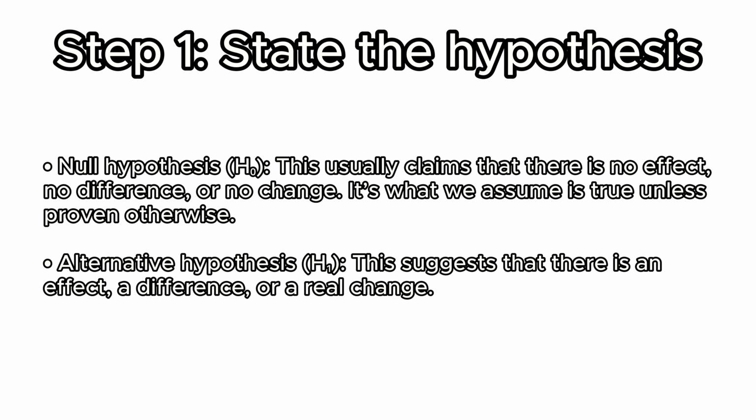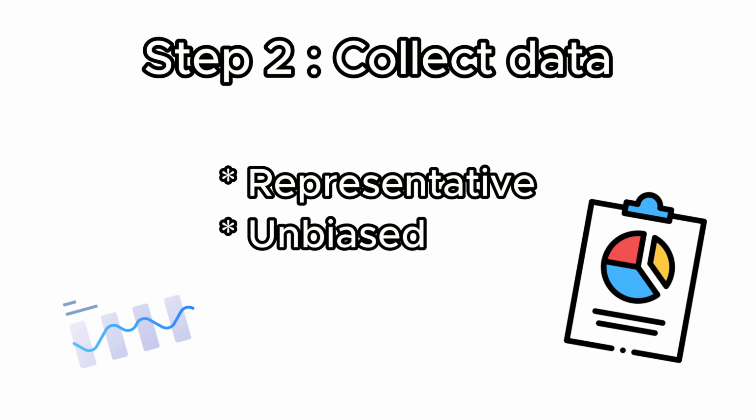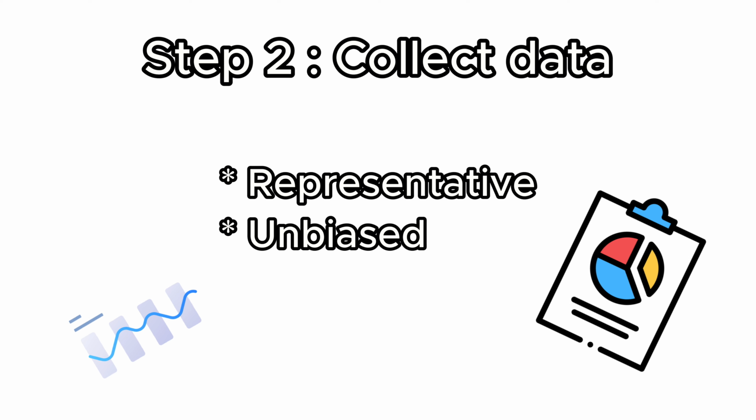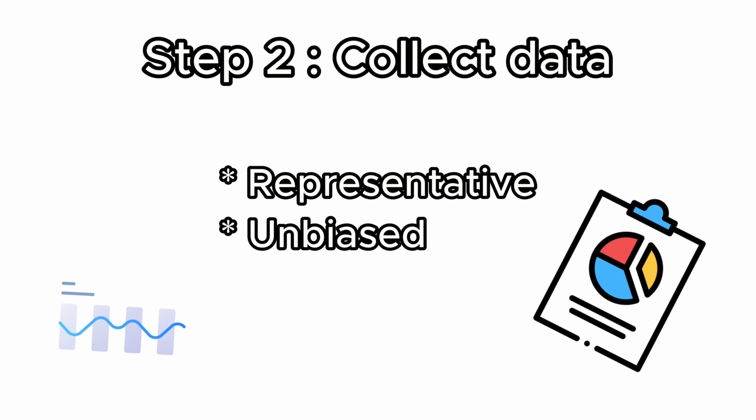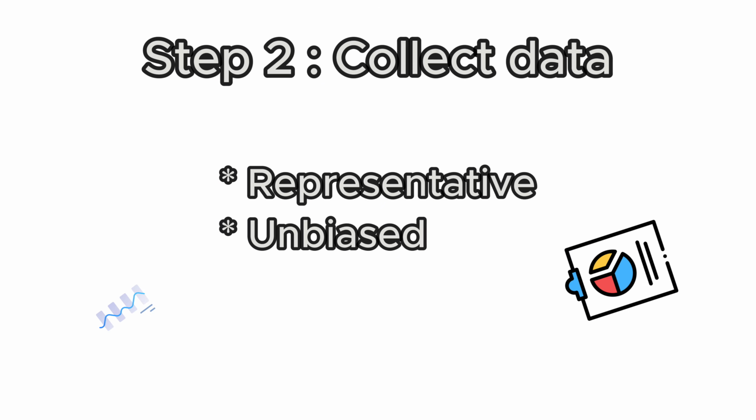First of all, we have the null hypothesis. This usually claims that there is no effect, no difference, or no change. It's what we assume is true unless proven otherwise. Then there is the alternative hypothesis. This suggests that there is an effect, a difference, or a real change. Once the hypotheses are defined, we collect data from two or more groups to test them. This data should be representative and unbiased, and it can come from real-world observations, experiments, or simulations.